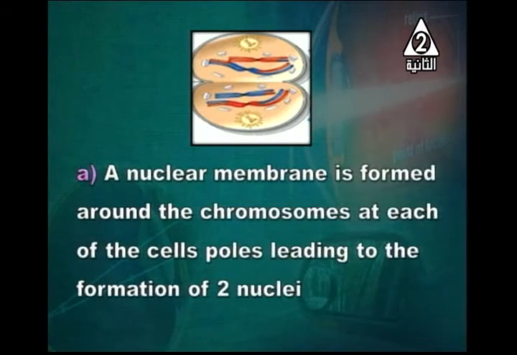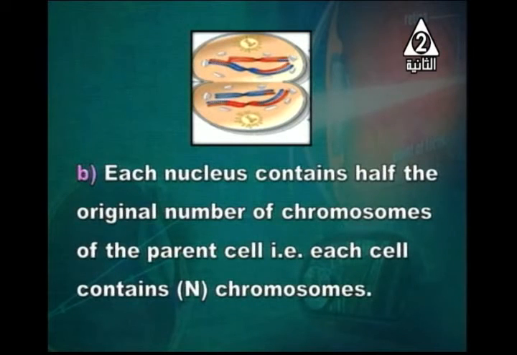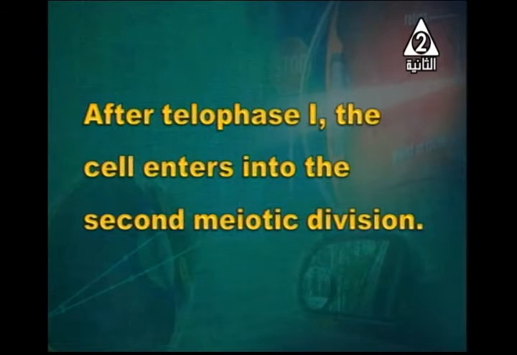In this stage, the nuclear membrane forms around the chromosomes to form the nucleus, which surrounds half the number of chromosomes at each pole, leading to the formation of two nuclei. Each nucleus contains half the original number of chromosomes of the parent cell. So each cell contains n chromosomes. After telophase 1, the cell will enter the second meiotic division.